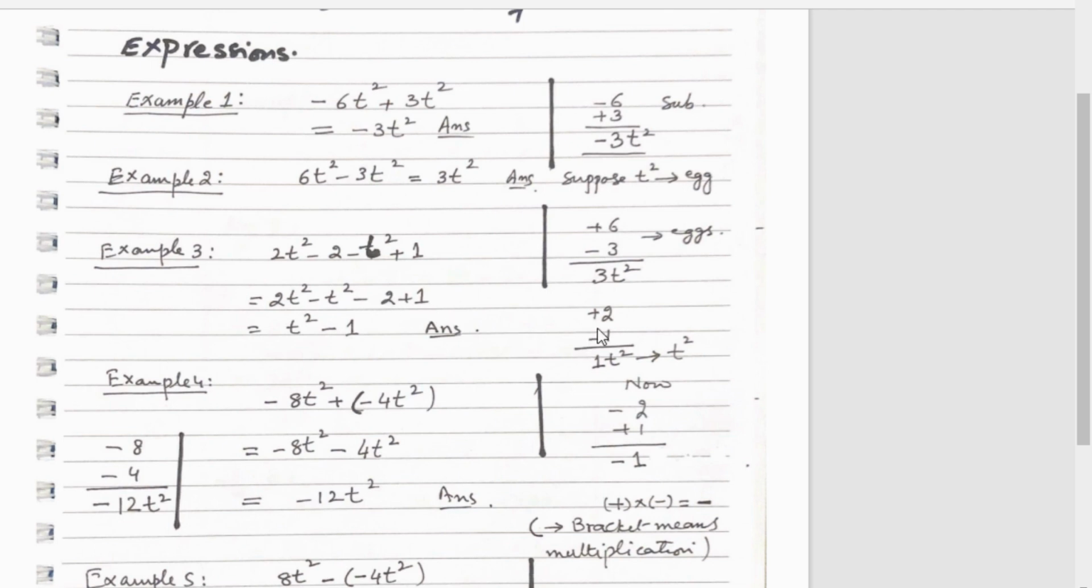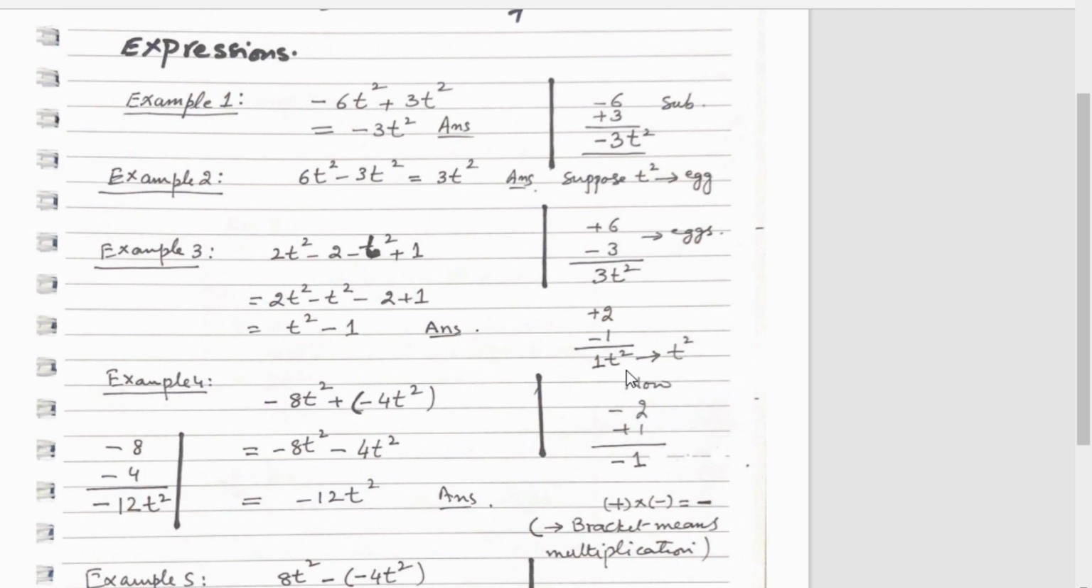Now come to rough column. Plus 2 and minus 1 will be simplified. 2 minus 1: minus and plus are two different signs, so subtraction will be done. So 1 t square will be your answer. After subtraction, 2 minus 1 will be 1. And this is the simplification of t square type terms.